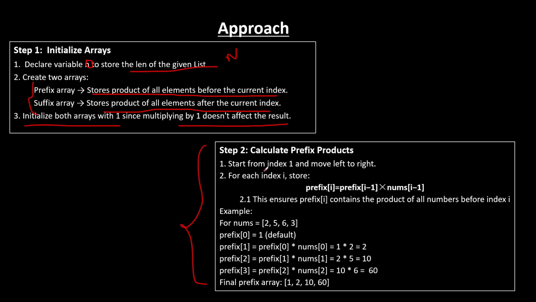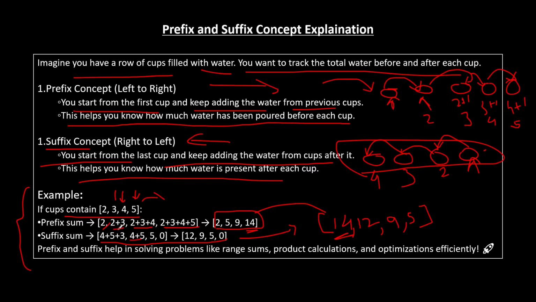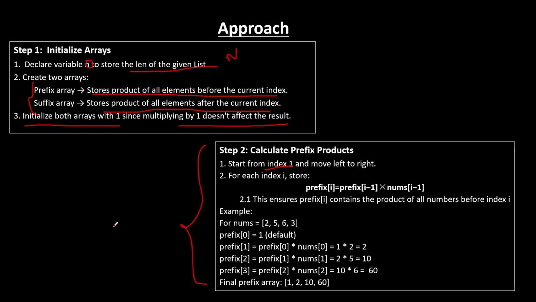Okay, we'll start from index 1. Why? As I explained it here, this contains 2 plus 3. 3 is the self index here, and 2 is the previous index, right? And the first index will always have the value of the first index of the given array, right? So if you consider here, we are taking prefix of I minus 1 and nums of I minus 1, right? This ensures that prefix of I contains the product of all numbers before the index I, right?